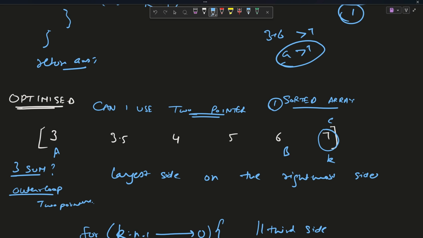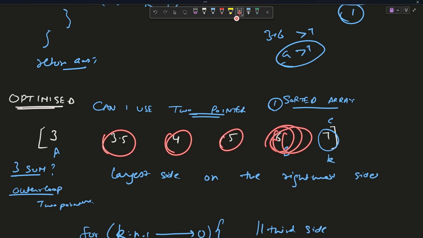Now tell me, because this particular array is sorted, can I say if 3 plus 6 is giving me greater than 7, then 3.5 and 6 will also give me greater than 7. 4 plus 6 can also give me greater than 7. 5 plus 6 will also give me greater than 7. What do I mean to say?